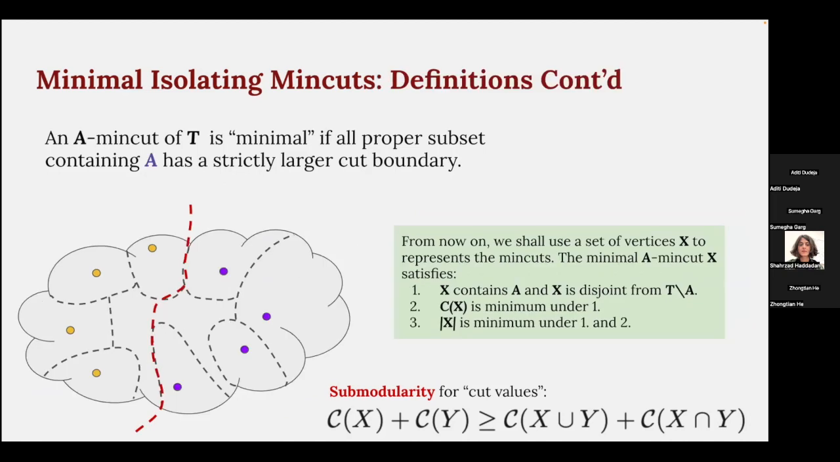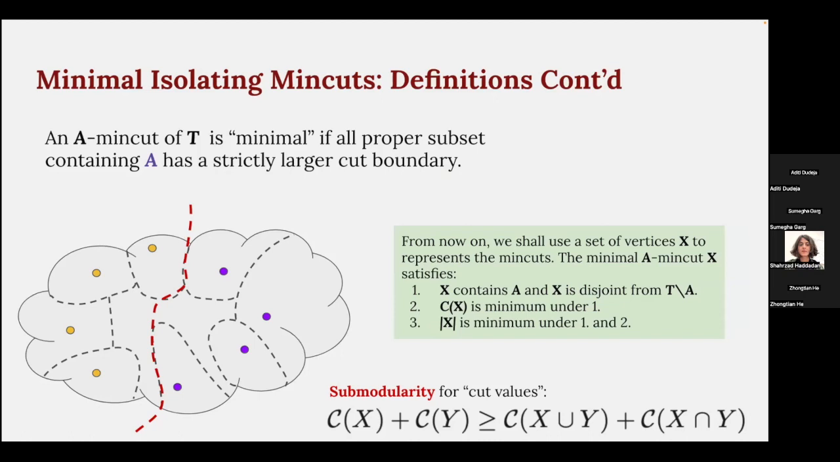Before showing the algorithm, let me introduce some more definitions. Previously we defined the X min cut of T, and we can generalize this definition to the A min cut of T, where A is a subset of terminals. The minimal A min cut of T is defined the same way as a minimal isolating min cut. It is minimal with respect to the size of the part containing A. So a formal definition is here.